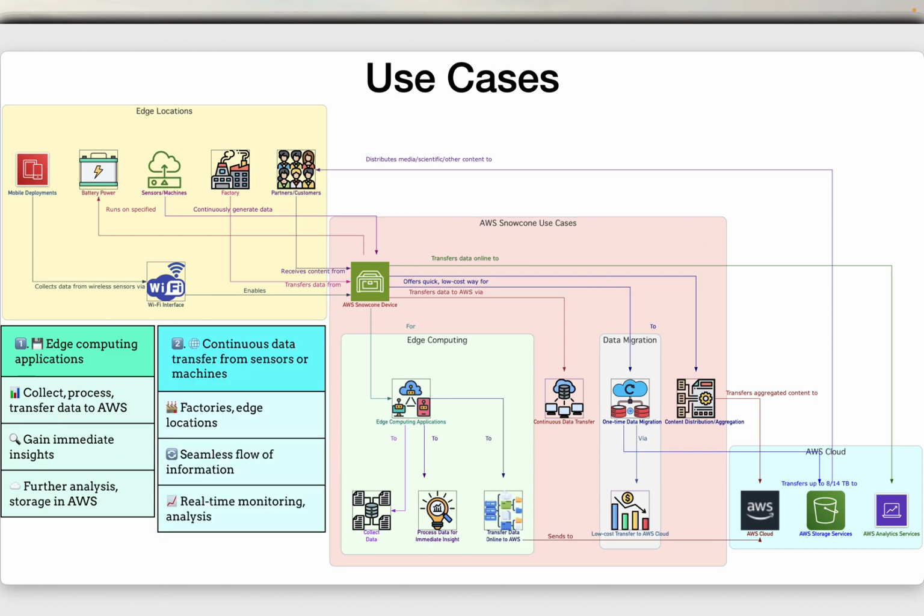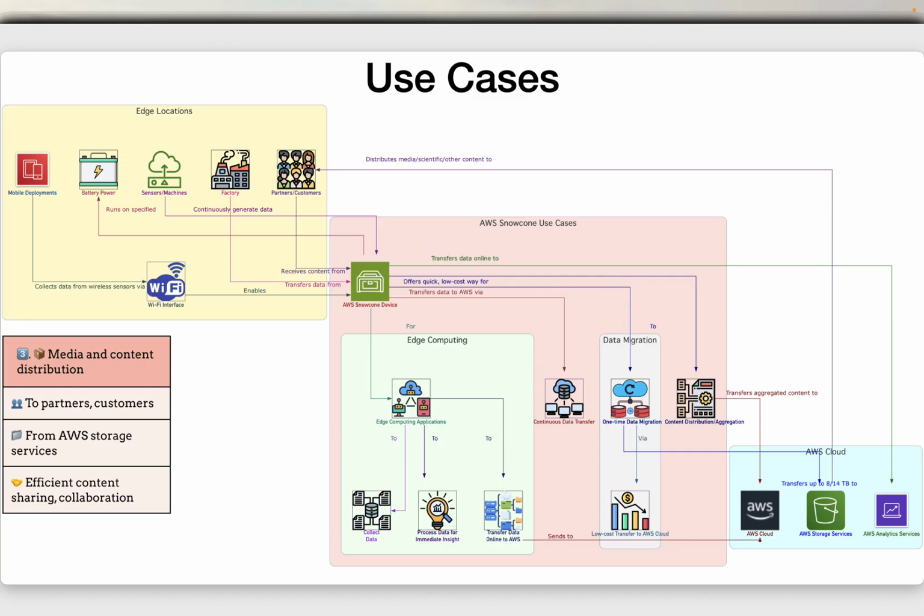Then Snowcone enables the continuous transfer of data generated by sensors or machines in factories or other edge locations directly to AWS, ensuring a seamless flow of information for real-time monitoring and analysis. You can just keep it there and transfer, because it has a Wi-Fi interface also.